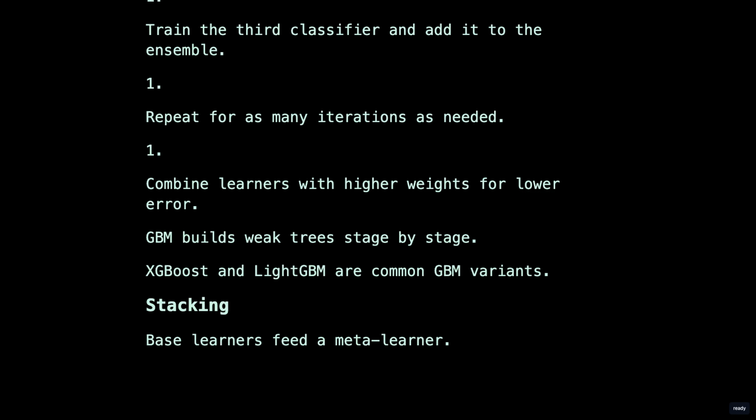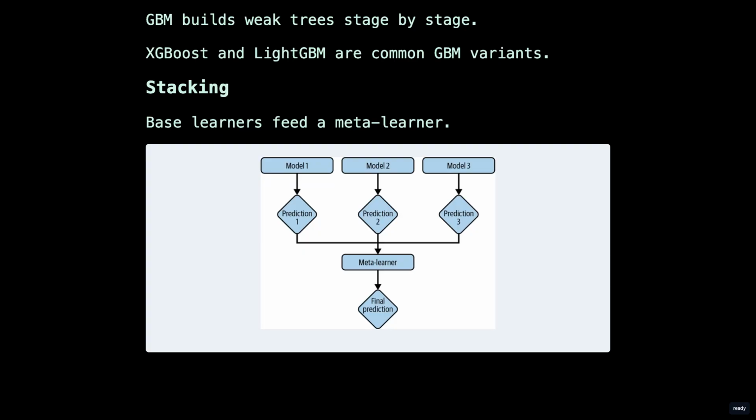Track the flow from left to right. Several base models produce outputs. Those outputs become features for the meta-learner, and the meta-learner produces the final prediction. That layered structure is what makes stacking different from a plain vote.